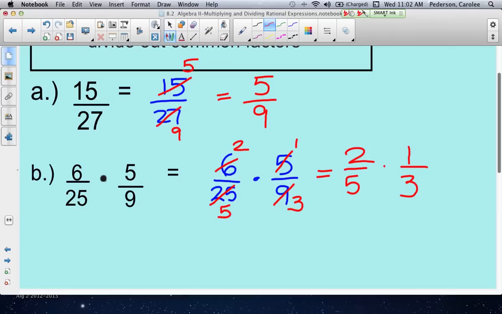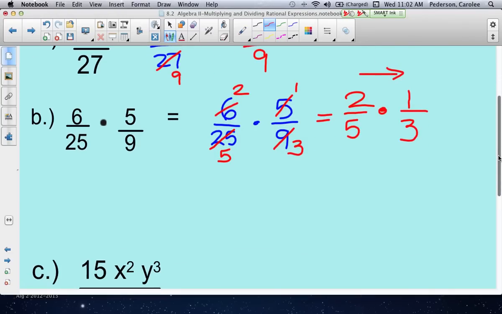Now the rule is when you multiply fractions, you multiply across. You multiply the numerators together and the denominators together. So 2 times 1 is 2. 5 times 3 is 15. And there is our answer.